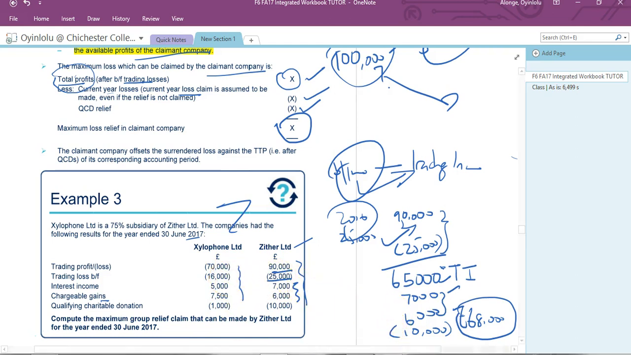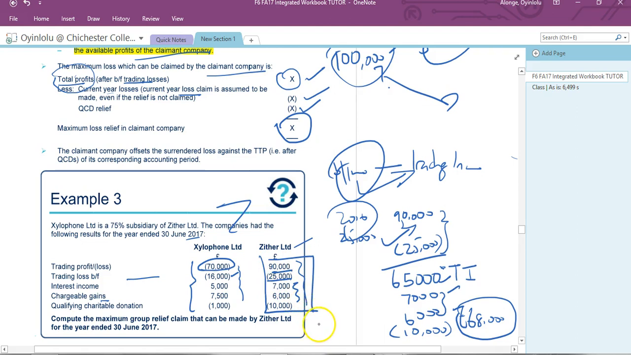Xylophone, right? So that's how we actually do this. I just focused on Ziffer. You do Xylophone the same way, and whatever is lower, that's what you can deal between the two of them. Remember that trading losses brought forward for Xylophone cannot be added on. We have to really start only with the 70,000. This 16,000 will keep getting carried forward.